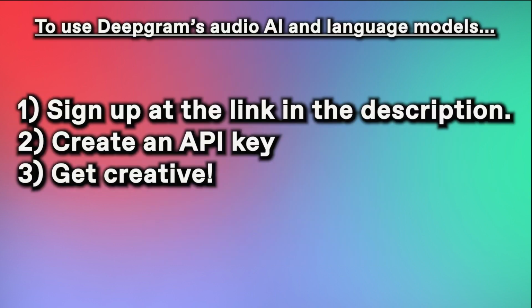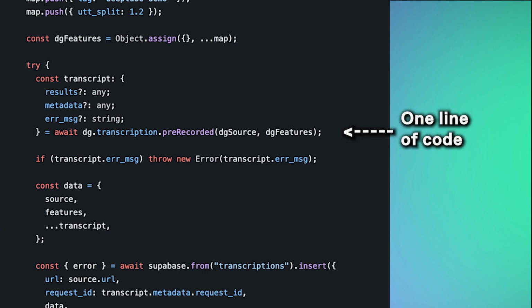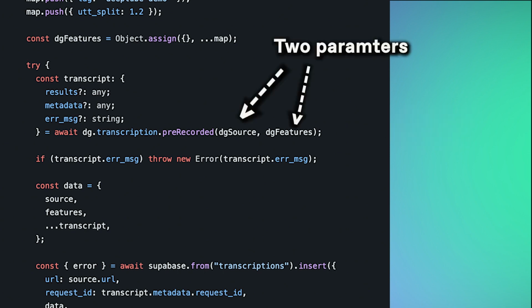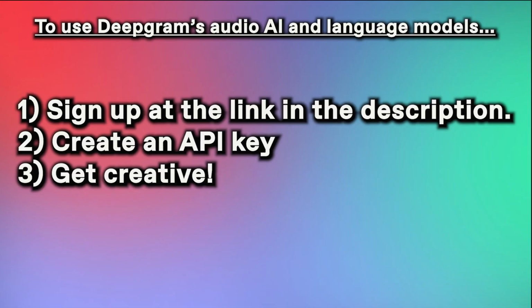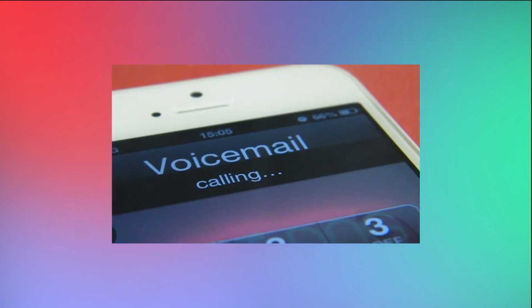All you need to do is sign up to create an API key, and from that point on, it's just 1 line of code, 2 parameters, and a partridge in a pear tree. As in, all you need to do is sign up, create an API key, and you'll be able to apply transcription, diarization, summarization, topic detection, and much more to any audio you desire, whether that's your podcast or your videos, or even recorded Zoom meetings from work, old voicemails, and so forth.